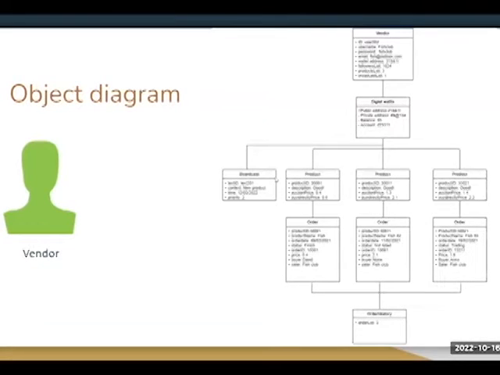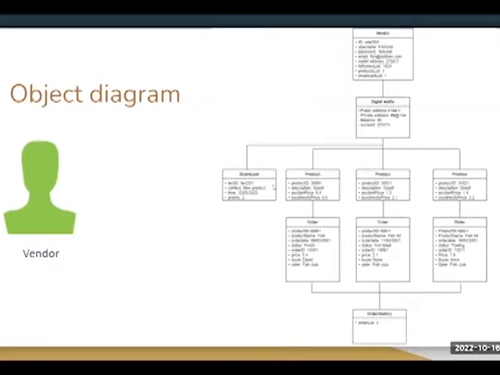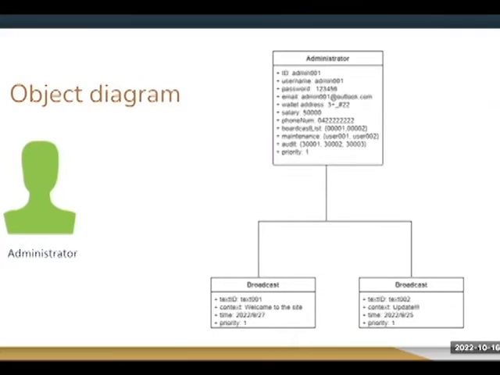The object of vendor also sets identical attribute values. What I need to note is the attributes of broadcast. We set a special value for it. The last object is administrator. For this object, we only need to set the basic attribute values. It's the same as the former object.